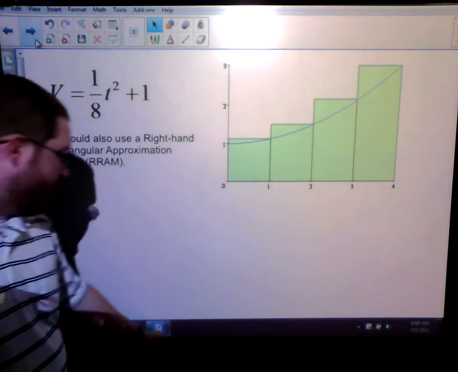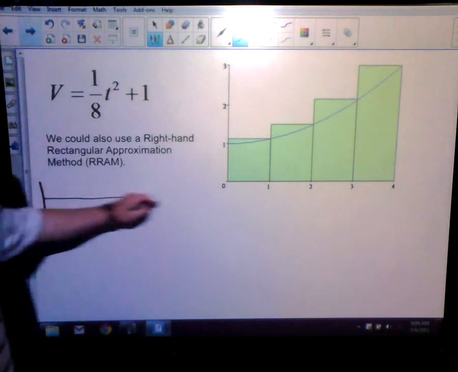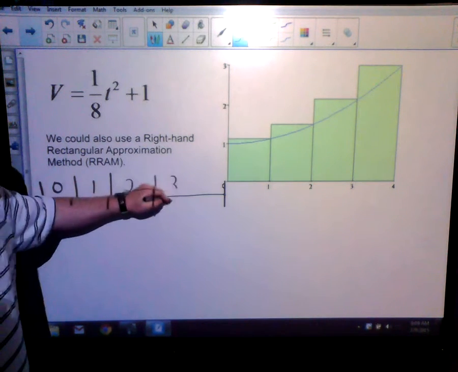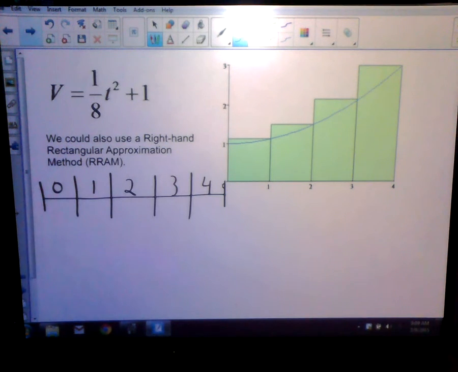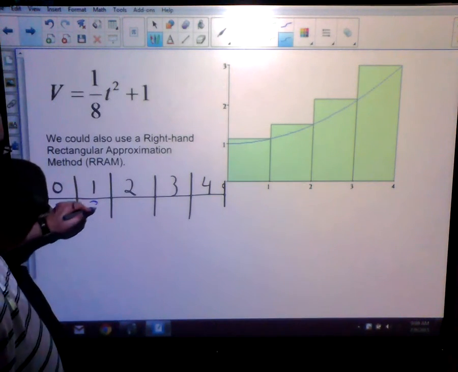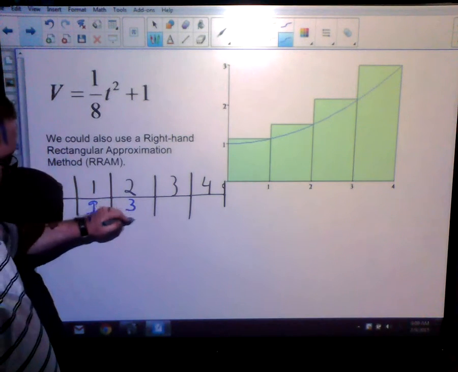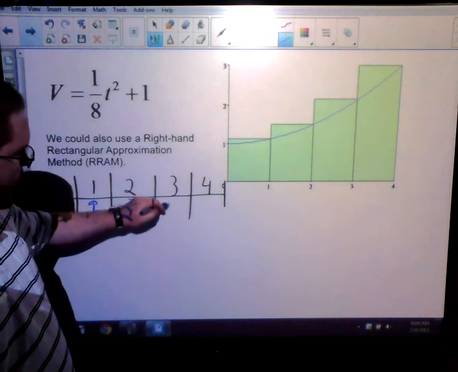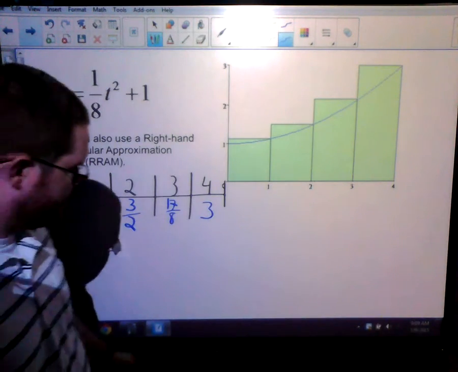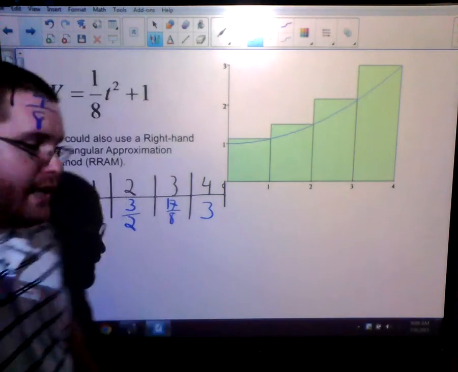So, anytime I do a RAM problem, I'm going to start off with a table. 0, 1, 2, 3, and 4. Okay? And I'm going to get the same numbers when I plug them in. I'm still going to get 1. Still going to get 9/8. Still going to get 3/2. Still going to get 17/8. And I'm still going to get 3. And I'm still going to use rectangles.